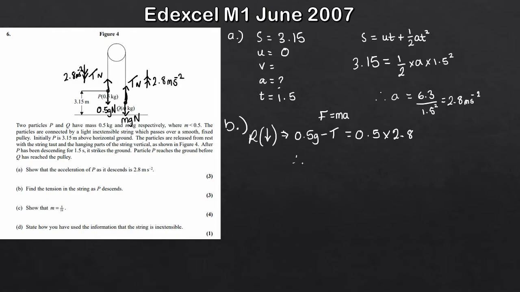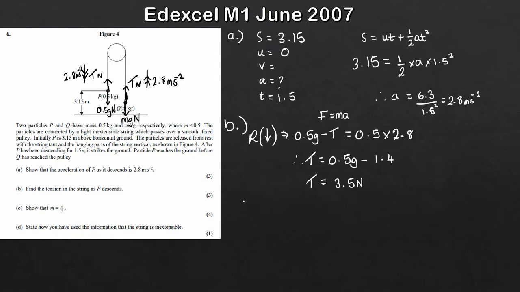So in that case, T is just simply equal to 0.5g minus 2.8 times 1.4. Sorry, 2.8 times half, so that's minus 1.4. Getting jumbled with the numbers. And then if you just plug this into your calculator, you'll get 3.5 newtons here for the tension. Okay, so that's part B there.